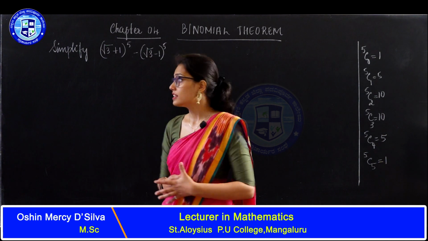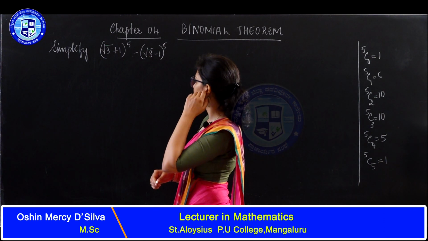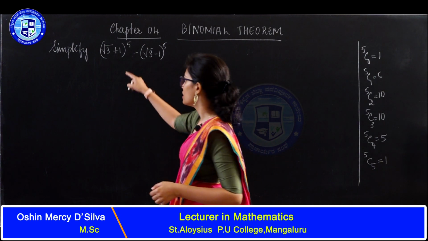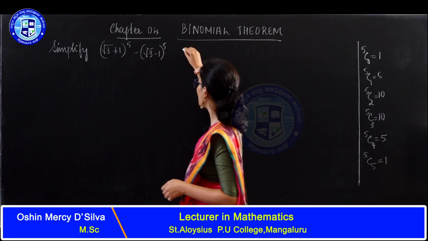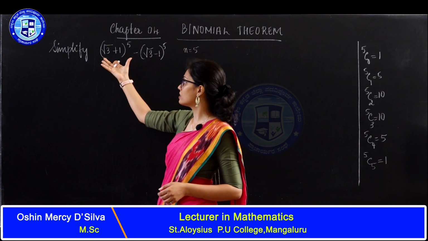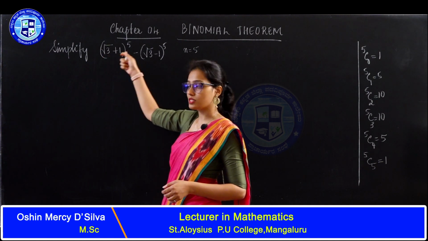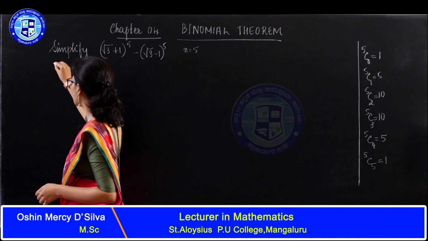Now simplify (root 3 plus 1) to the power 5 minus (root 3 minus 1) to the power 5. So, the value of n is 5. Now, we have two expansions here, one for root 3 plus 1 and one more for root 3 minus 1. So, let us expand this separately first.